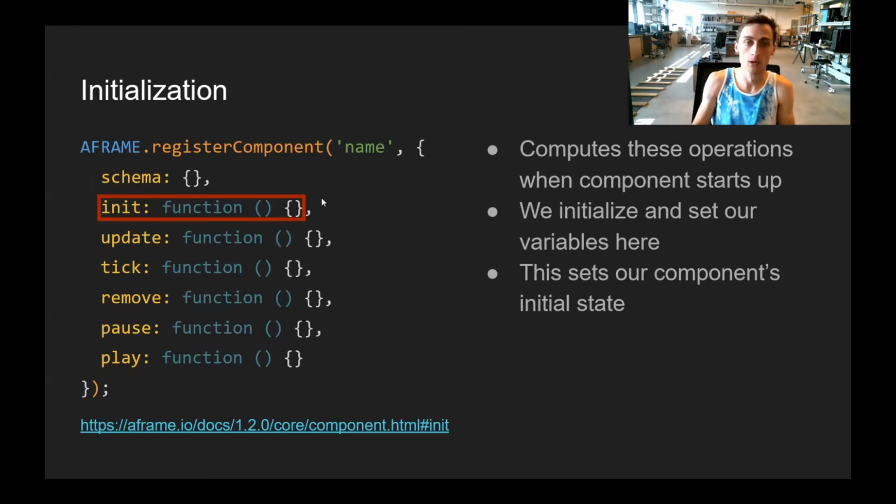And yeah, so the first one is init, which is really short for initialization. So whenever you write code in this function, the code is going to execute once when the scene starts up or when the component is created. That's it, only once when it's initialized. And a good thing to use the initialization function for is when you're trying to set the component's initial state or initialize and set your variables in the beginning.